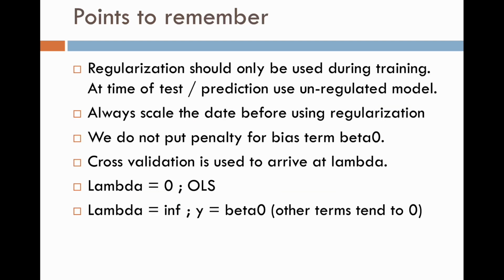Now, before I close, there are a few other points to remember. Regularization should only be used during training. At the time of test prediction, use the unregularized model. Now, why is that? This is a very important point. Don't put your regularization on both training and test. What we are trying to achieve is a more regular, low variance model, right? A better model. Once the model has arrived, you have to do the prediction on the original model, on my original line, y is equal to mx plus c. Again, you do not have to put the penalty over there. Okay?